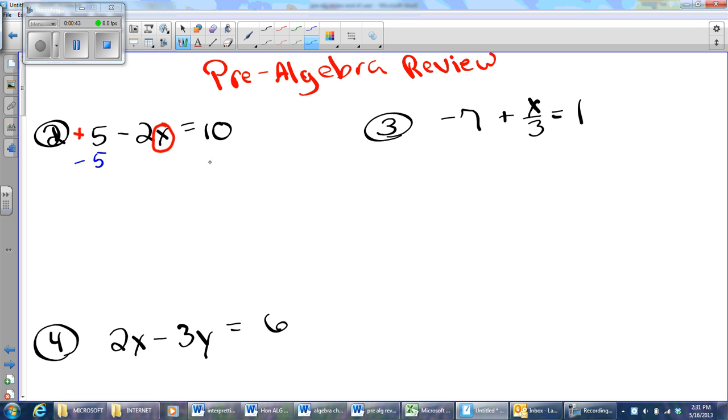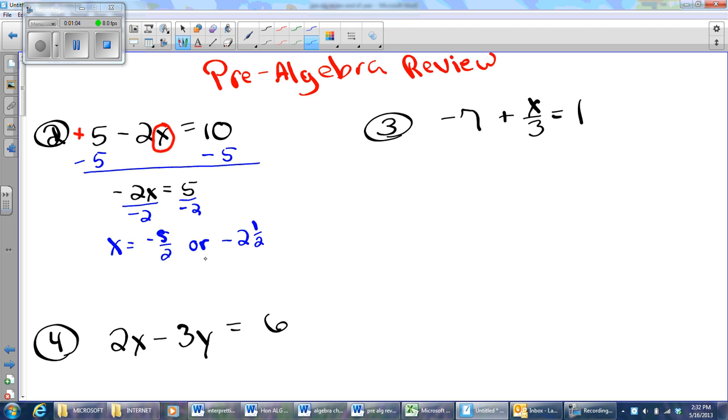But if I do it to one side, I have to do it to the other. So I'm going to get negative 2x equals 5. And now I need to divide by negative 2. And then you could tell me that x equals negative 5 over 2. Or you could tell me negative 2.5. Or you could have said x equals negative 2 5/10, like that.